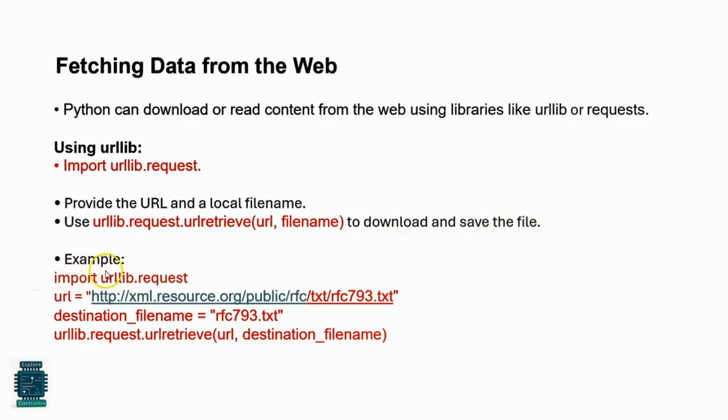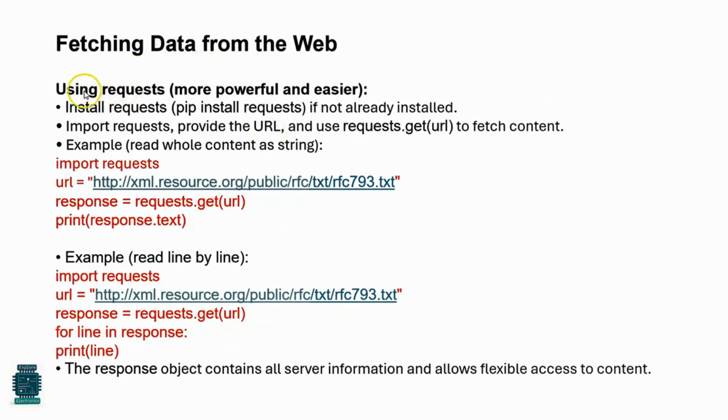For example, import urllib.request. After that, url, I have to provide that URL link here, and the destination file name I have to provide also, and urllib.request.urlretrieve with the URL and destination file name. This is the format. And using requests is a more powerful and easier way. You have to install it with pip install requests if not already installed. If it is not already installed in your PC, you have to install this.